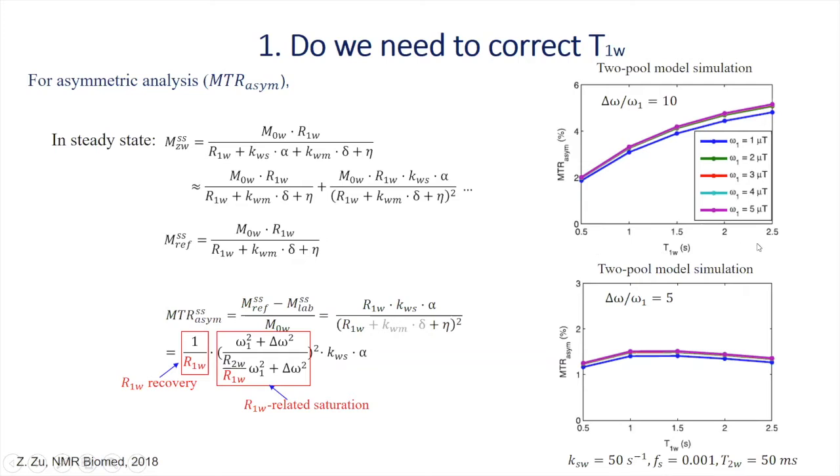Okay, so let's see what we find. From the first figure, we can find that the MTR asymmetry depends roughly linearly on T1W. But the lower figure shows that the MTR asym is roughly insensitive to T1W. So this suggests that at high field, where the saturation is usually weak, we need to correct T1. But at low field, where the saturation effect is strong, it may not be necessary to correct T1. So I think this may partly explain the current debate.